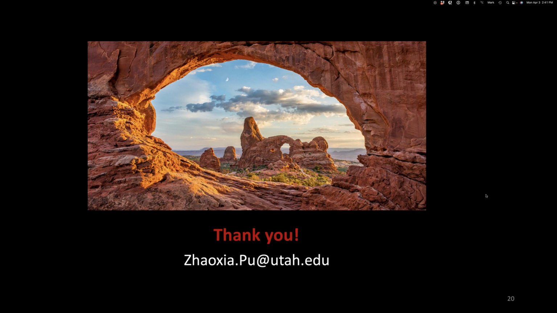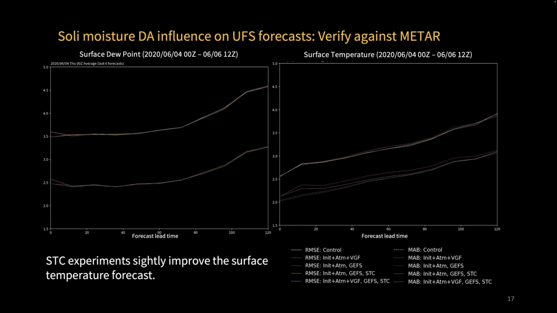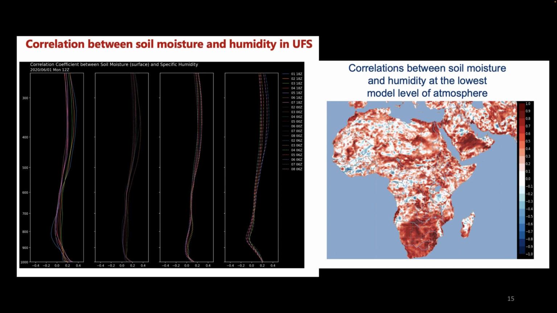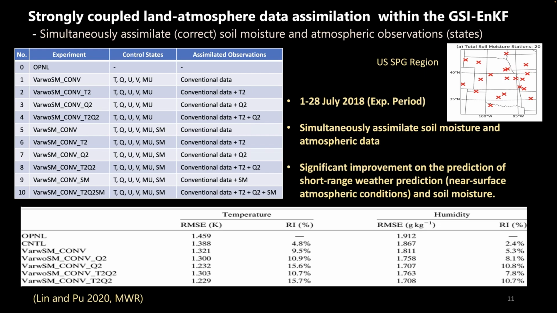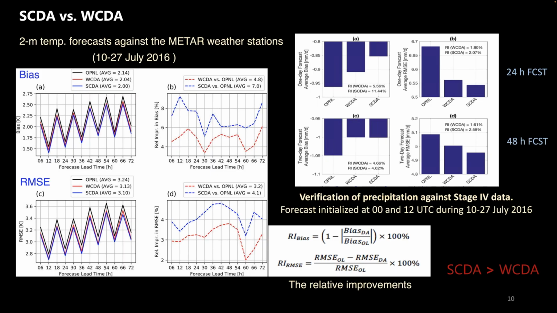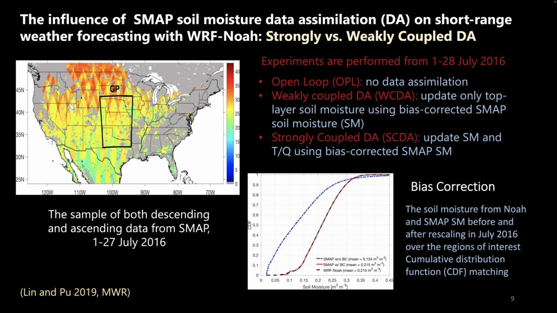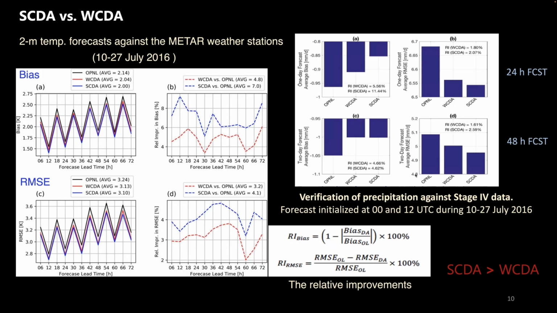How does the 2-meter temperature bias change in the 5-day forecast using SCDA, strongly coupled DA, I assume, as compared to the control? Oh, so I think, yeah, maybe move back the slides a little bit. Further back. Okay, here. Next, please. Forward. Okay, that one.